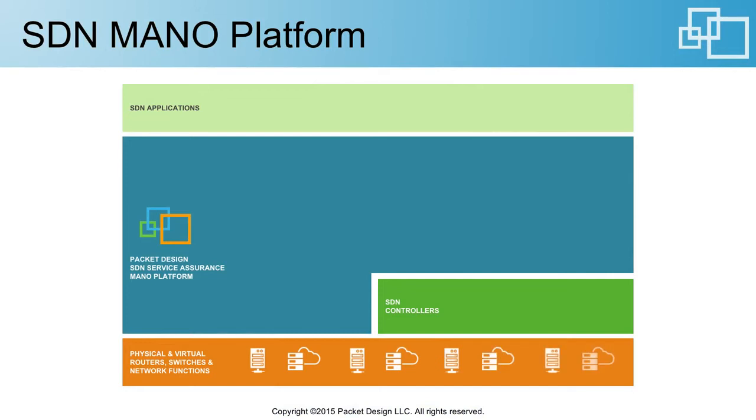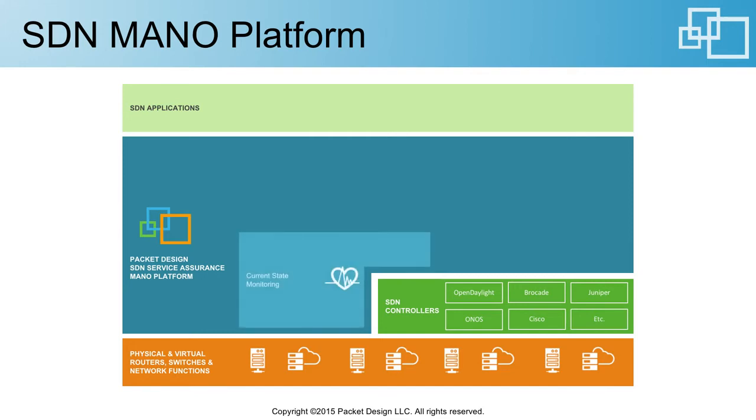At the bottom of the diagram, we have the physical and the virtual devices in the network. This may include the NFVs. On top of that, we have the controllers. We don't believe one controller will rule all. It will be quite a few controllers. Some may be in the wide area, some may be at the edge for specific purposes. On top of that, we have our telemetry system. We are monitoring both the physical and the virtual devices in the network, as well as the controllers. We know what's happening in the network. We know what the controller is asking to do to the network.